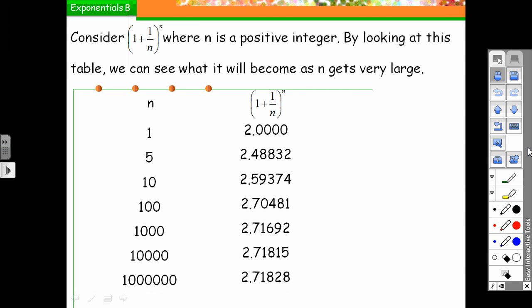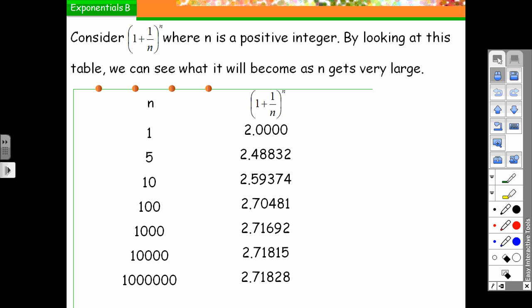Okay, here's the second half of the exponentials lecture. This one is going to deal more with application, a specific situation where you use exponentials. But before we do that, let's get back to that e, the natural base e.